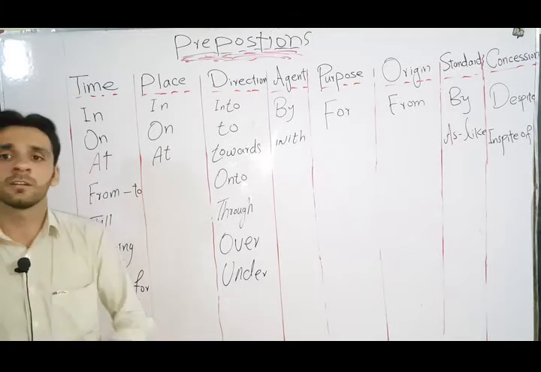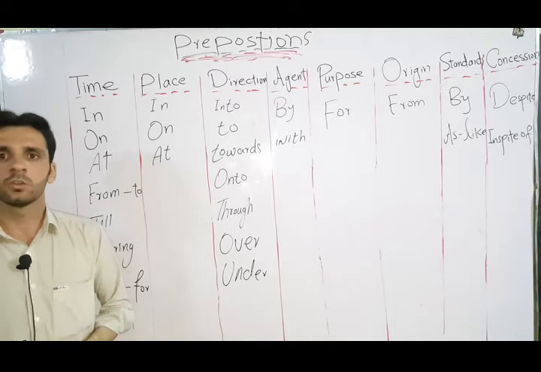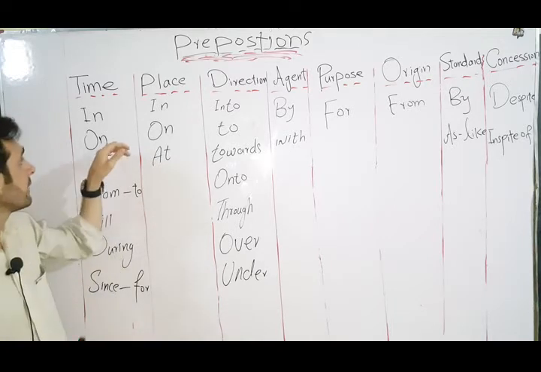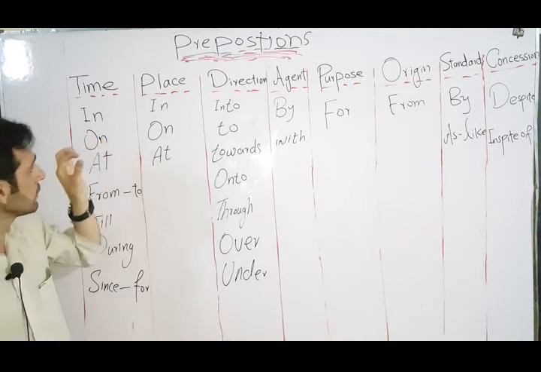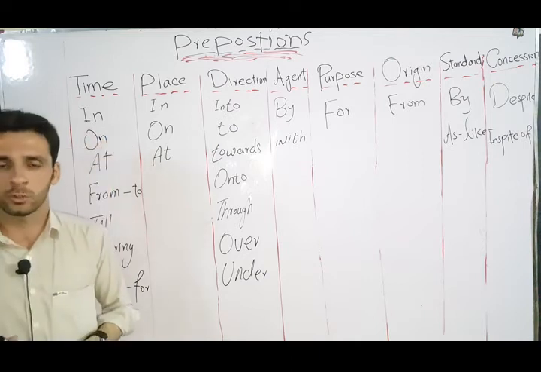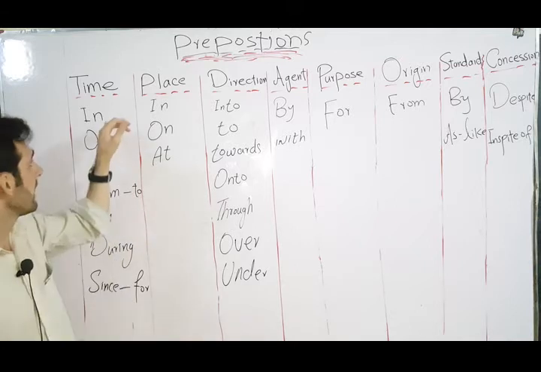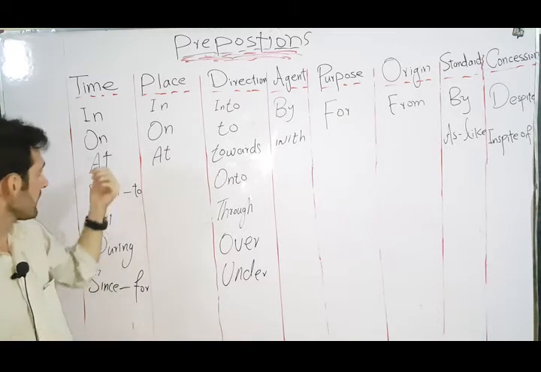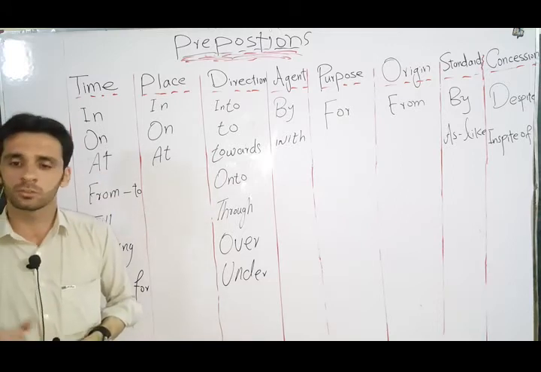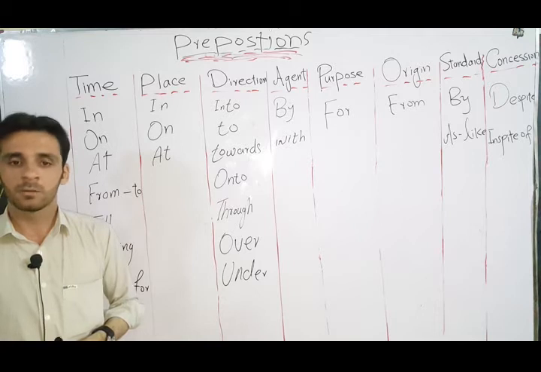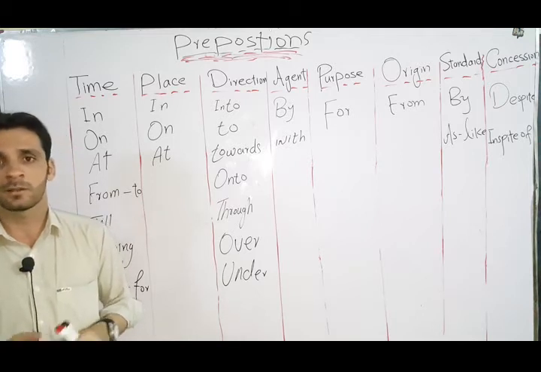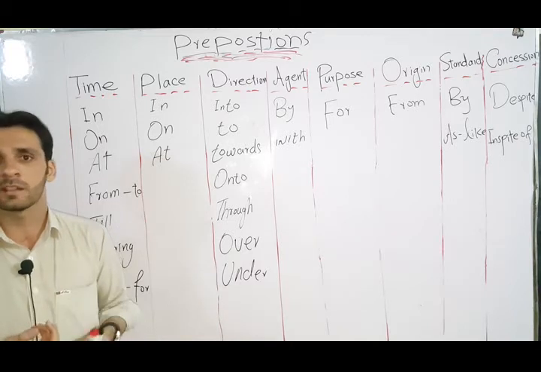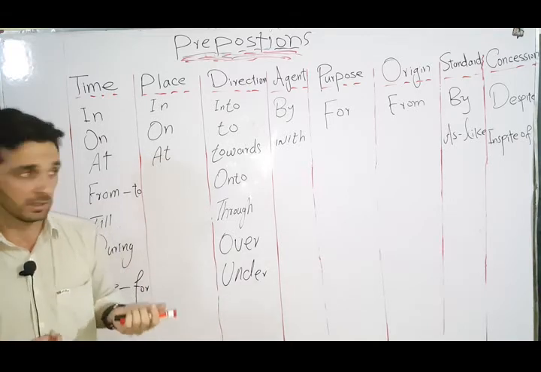Next is on. You plan to have a dinner on 27th of June. So we use on for showing date and in for year and month. Next is at, which is used to show the specific time. We were there on 27th of June at 8 o'clock in 1995 in the month of September.